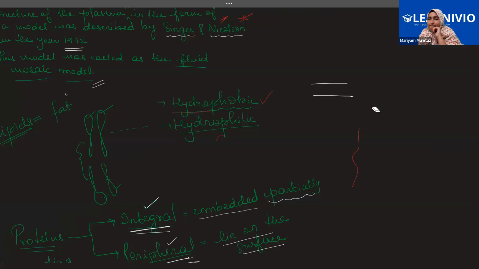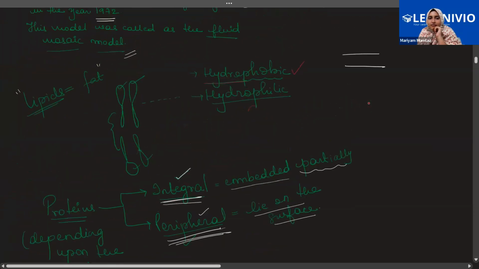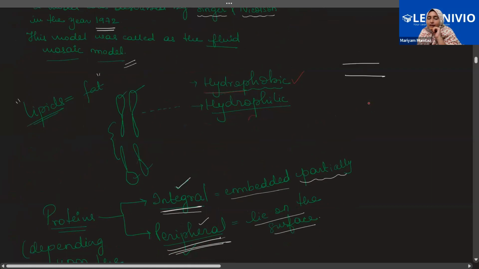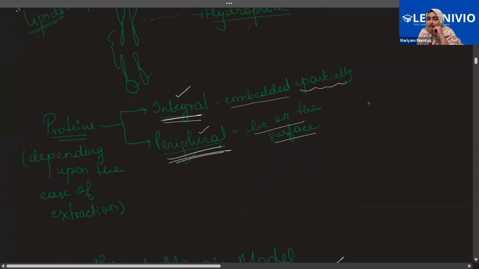Got it? Apart from that, remember that the structure of the plasma membrane is a lipid bilayer, meaning it is made up of two layers of lipid. Lipid means fats. So the plasma membrane is a fatty layer which has two fatty layers. Now, in the lipid bilayer, there is the presence of proteins.